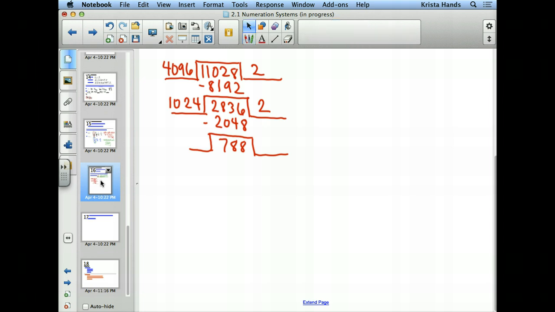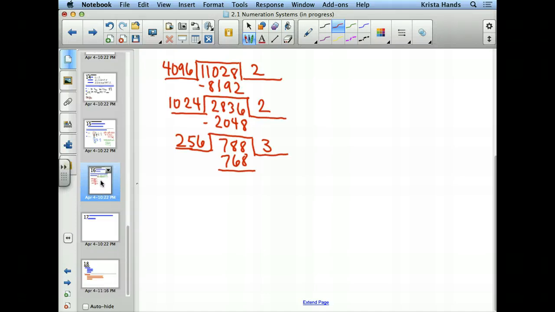Okay, so mine, well, I'll hang on to it. Yours is still there. We did the 4096 and the 1024. What was the next value after the 1024? 256. So we're going to write that next. How many times will 256 go into 788? 3. Will it go in 3? Yeah. Excellent. All right, what is 3 times 256? 768? Yeah, that's what I have, 768 too.